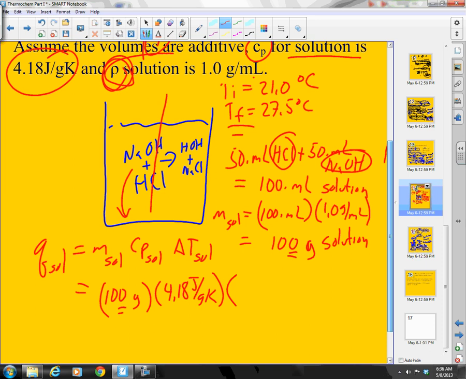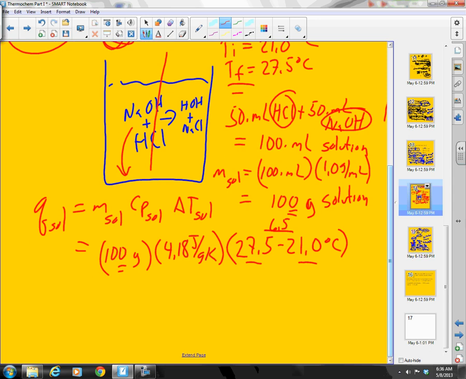Tf is 27.5. Remember, delta T is always Tf minus Ti. That delta T can sometimes be negative, right? Cool. There we go. And so when I do this subtraction here, I get 6.5, so I'm down to 2 sig figs there, right? Let's run our numbers. What do I have? 100 times 4.18 times 6.5. So that means Q solution is equal to 2717 kilojoules. Got it? Excellent.